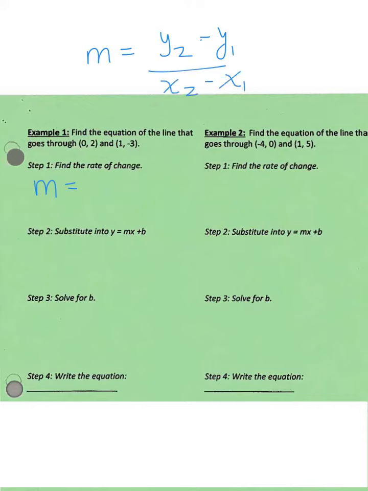So we need to find the slope between these 2 points. Sometimes it helps to label them. So I would label this x1, y1, x2, y2. So I'm going to do my change in y, y2 minus y1 over x2 minus x1, which gives me negative 5 over 1, which is negative 5. So the slope of my line is negative 5.